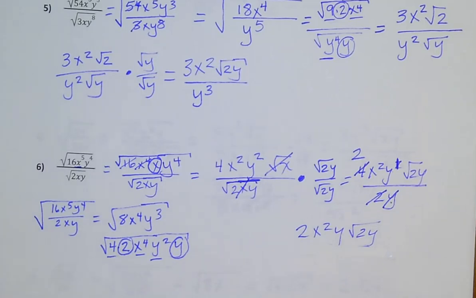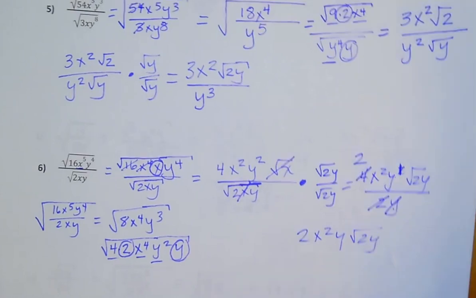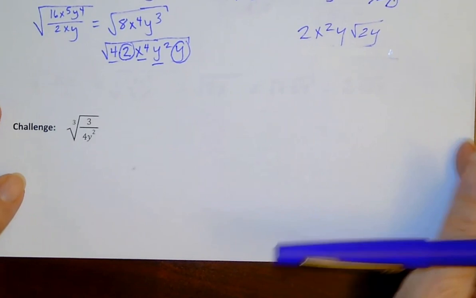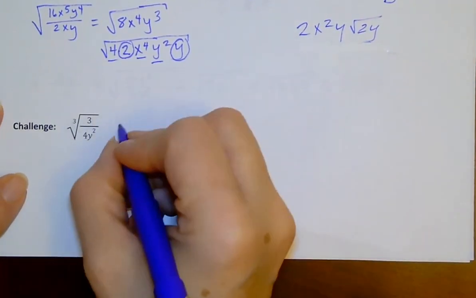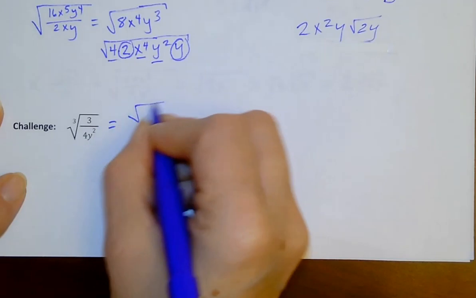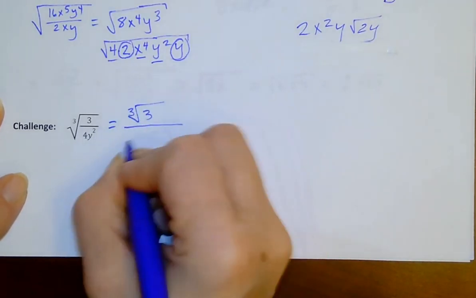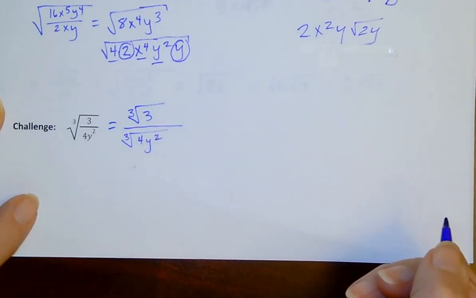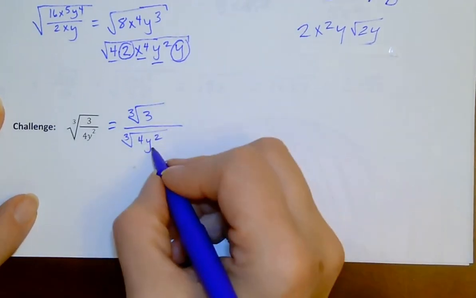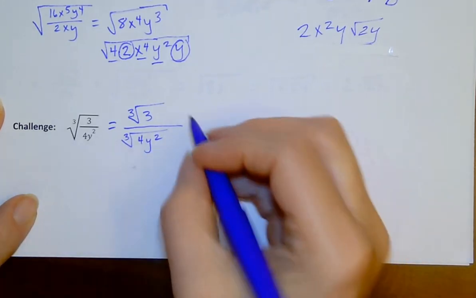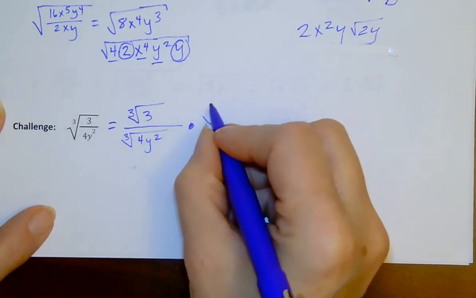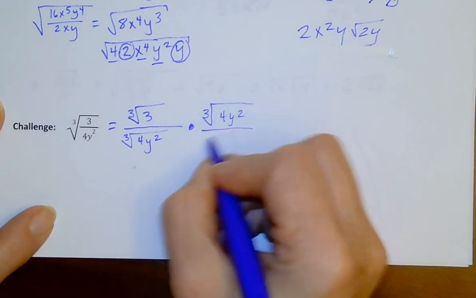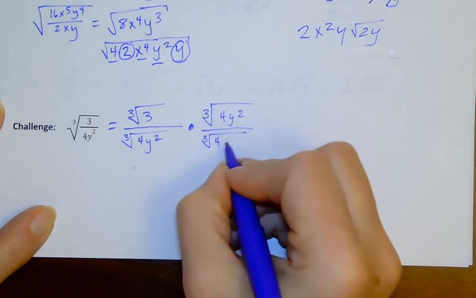All right, a challenge. Our challenge has cube root instead of square root. I know that this is the same thing as saying the cube root of 3 over the cube root of 4y squared. I just use that quotient rule. And I don't want to have a radical in my denominator, so I'm going to multiply by that whole giant, enormous, messy radical: cube root of 4y squared over cube root of 4y squared.